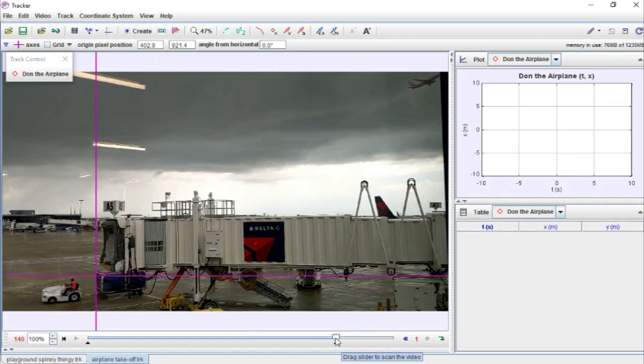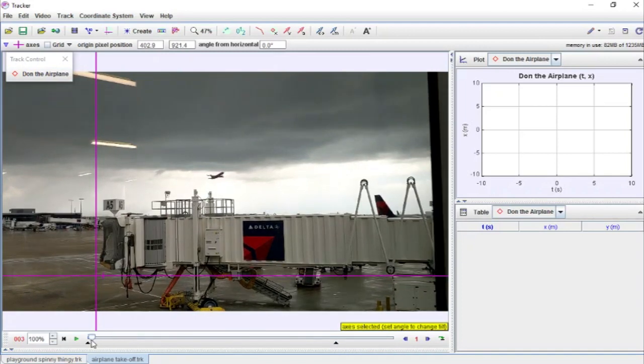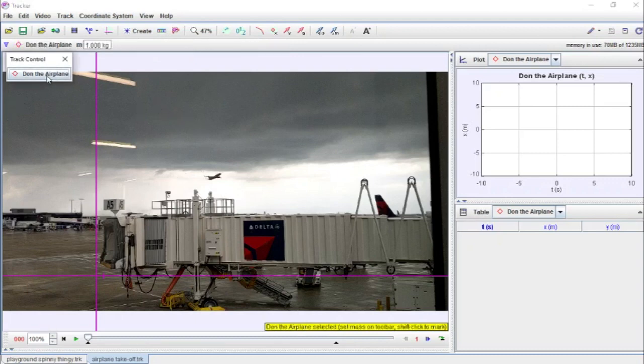This is a video I took while I had a 13-hour layover at an airport that shall go unnamed with an airline that shall go unnamed, but I had nothing better to do, so I just took footage of airplanes taking off. I was pretty happy with this thing taking off, so I want to use this airplane as an example of how we can track 2-dimensional motion.